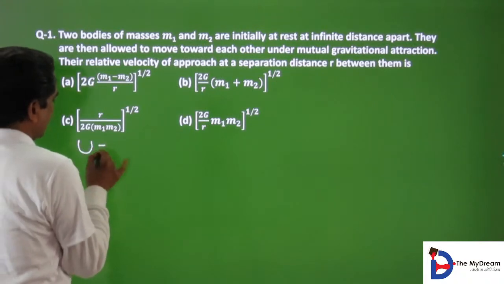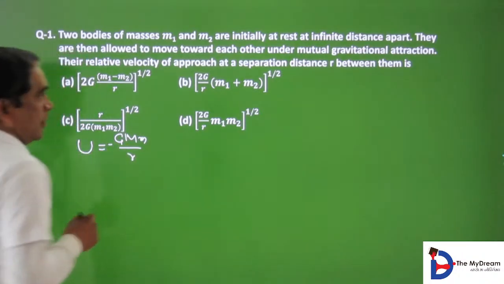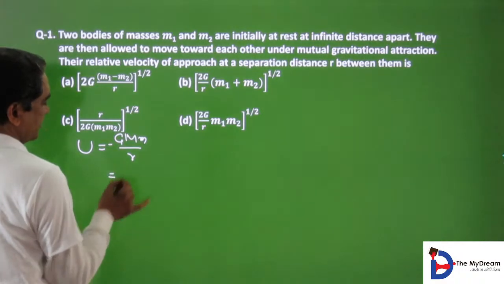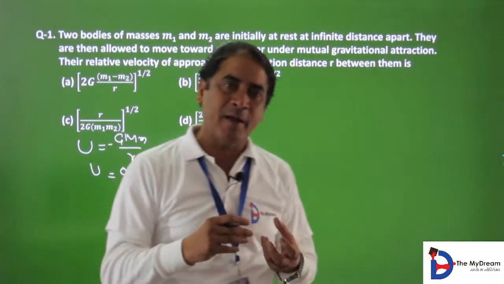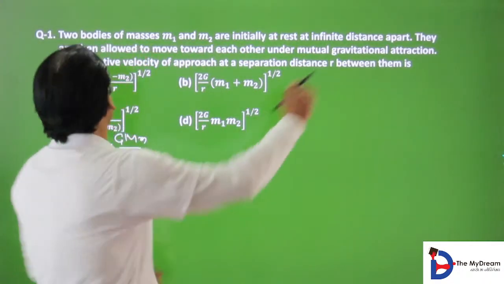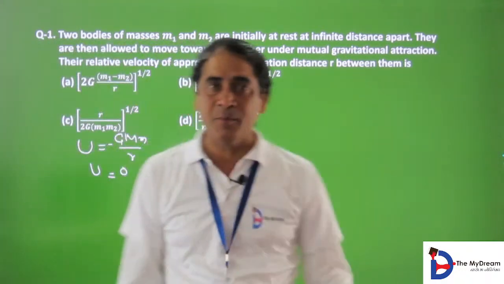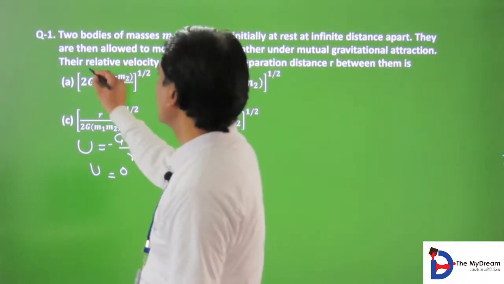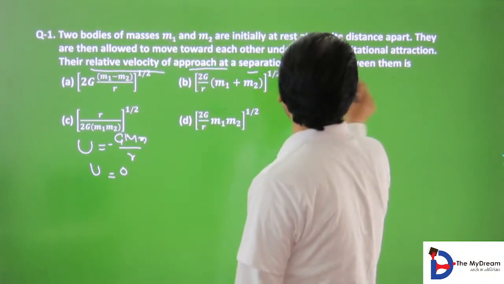U is equal to -GMm by r. At infinite distance, it will become zero. So, initial kinetic energy as well as the potential energy, both of them are zero. They are then allowed to move towards each other under the mutual force of attraction, and the relative velocity of approach at the separation distance between them.